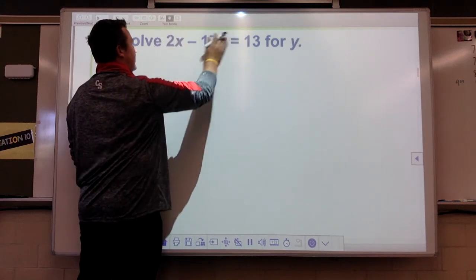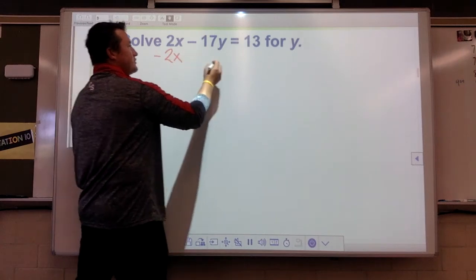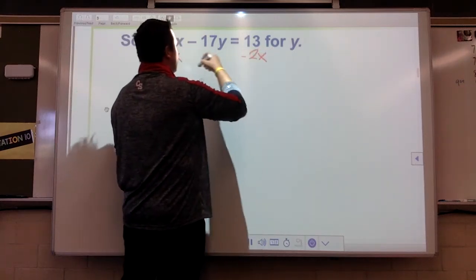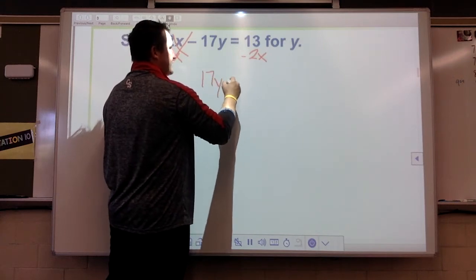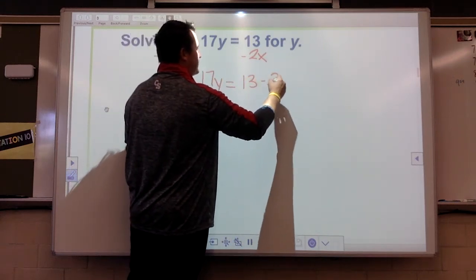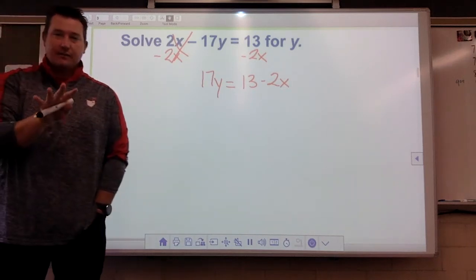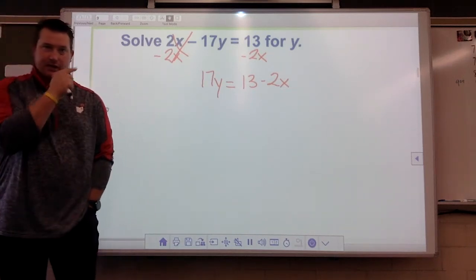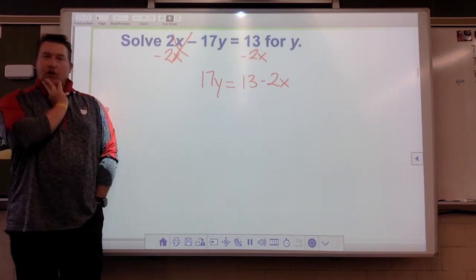Let's move this 2x over here, right? Again, this is a positive 2x. So we're going to subtract 2x from both sides, right? Goes away here, right? I got this, 13 minus 2x. However, I've done something wrong already. Look back at this, right? What have I done wrong already?